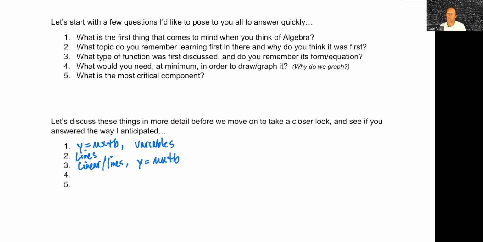What would you need at minimum in order to draw or graph a line? And then more importantly, why do we graph? Well, hopefully you answered 2 points at minimum. And why do we graph? Well, remember, these equations that we're talking about here actually compare one side to the other and say that they would be equivalent. Now, the M and the B stand for certain things.